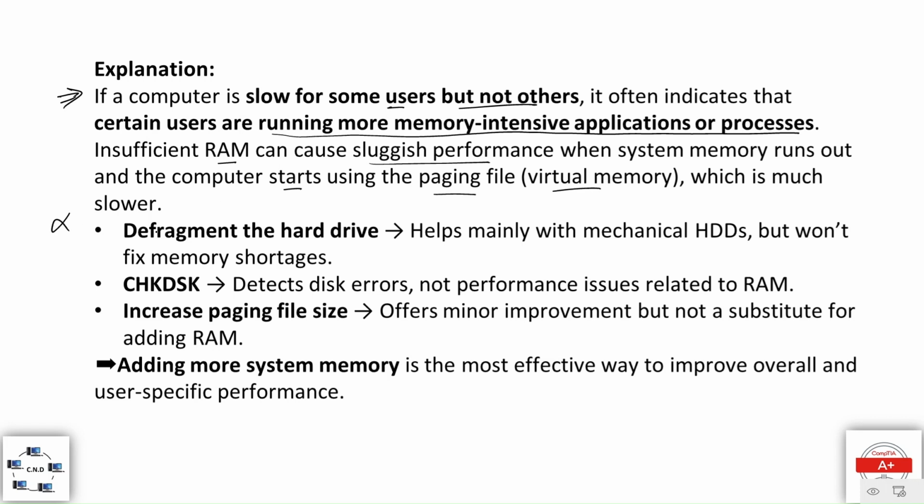The incorrect options are: defragmenting the hard drive helps mainly with mechanical hard disk drives but won't fix memory shortages. The chkdsk command basically detects disk errors, not performance issues related to RAM and memory. And increasing the paging file size offers minor improvement but is not a substitute for adding RAM. So adding more system memory is the most effective way to improve overall and user specific performance.